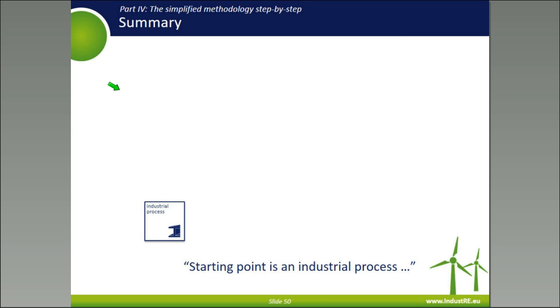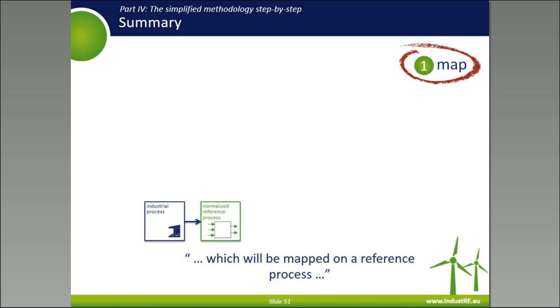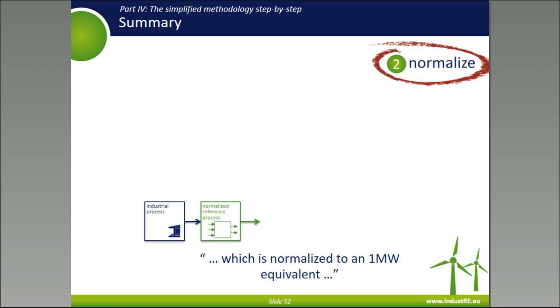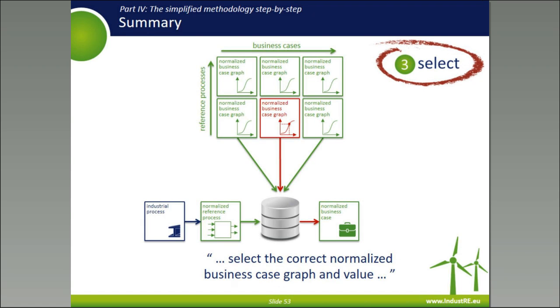I put them all in a summary here in a more graphical way. So we go through it again. You start from a real industrial process. The first thing you do is find a reference process which maps the closest to your real industrial process. The next step is you normalize everything to a 1 megawatt equivalent. And for the 1 megawatt equivalent, we pre-calculated a whole bunch of business cases in so-called normalized business case graphs.